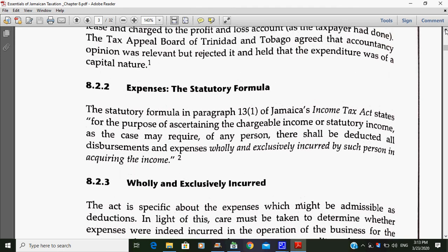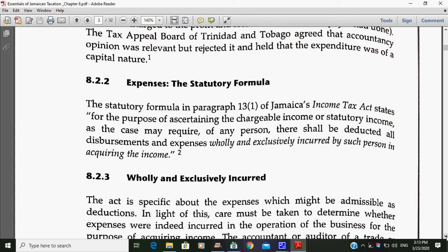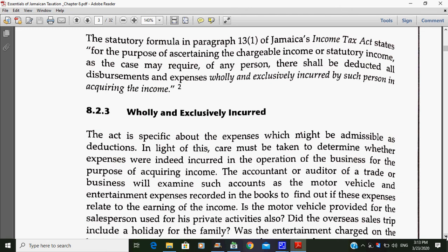We look at expenses now. Statutory formula. The statutory formula in paragraph 13 of Jamaica's Income Tax Act says that for the purpose of ascertaining the chargeable income or statutory income, as the case may require, of any person, there shall be deducted all disbursements and expenses wholly and exclusively incurred by such person in acquiring the income. So the expenses that were used to acquire the income are deductible.